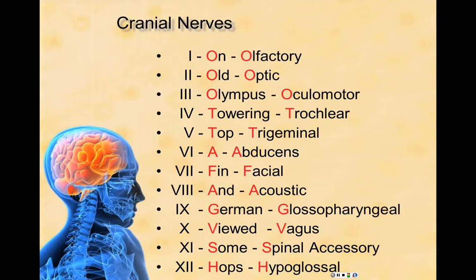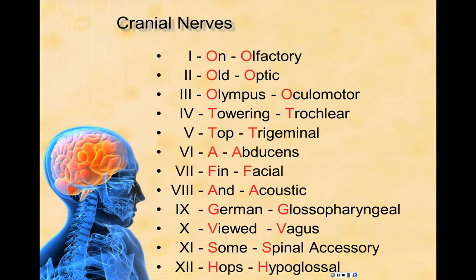So the first O is the cranial nerve 1, olfactory, and that's your sense of smell. Cranial nerve 2, or optic nerve, is visual acuity, visual fields, and your ocular fundi. Cranial nerve 3 is oculomotor. It controls pupillary reactions and some of the extraocular movements.